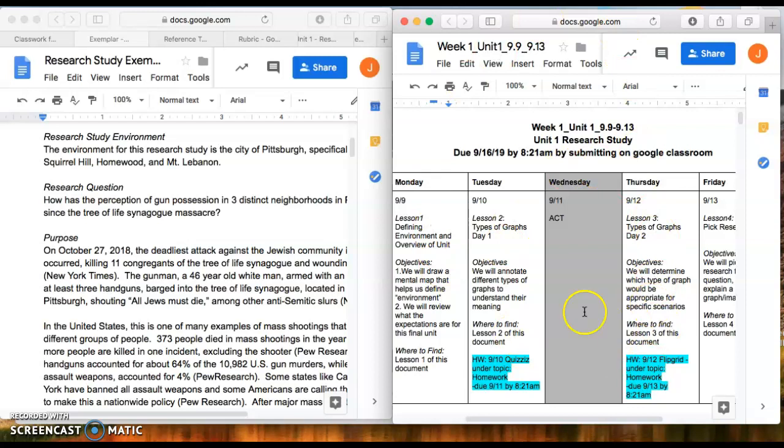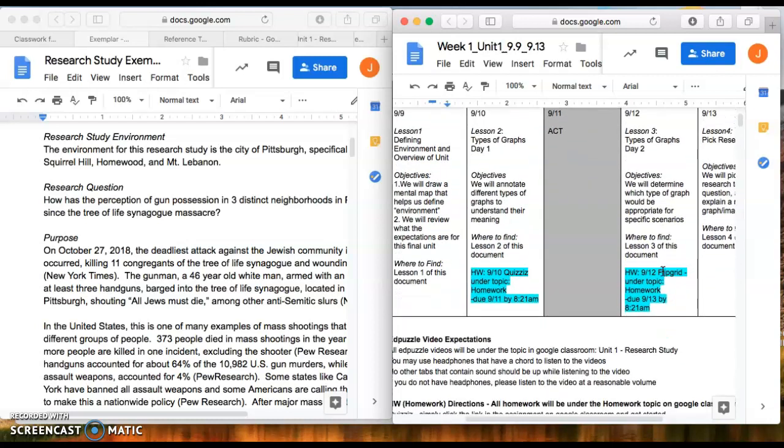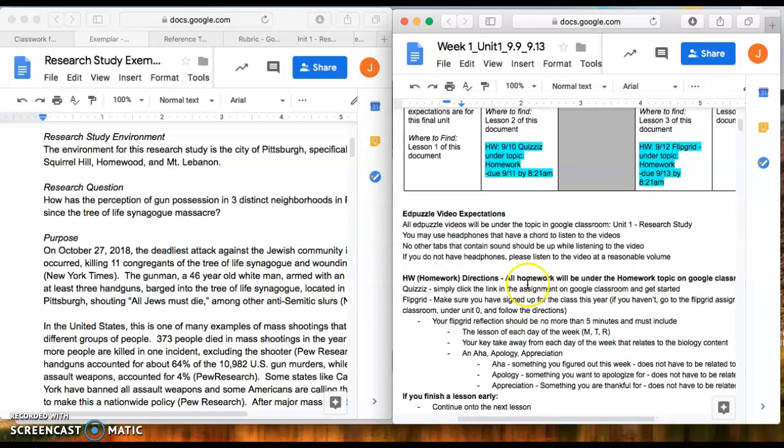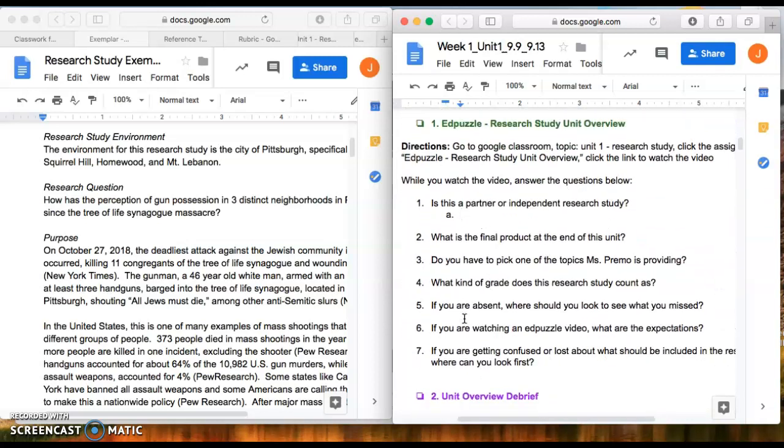This whole document is due Monday. It'll be due every Monday at 8:21 a.m. I also tell you about homework because you will have homework during this. You have homework every Tuesday and every Thursday. I give you more explicit directions about homework here. All right, let's go down to these questions.